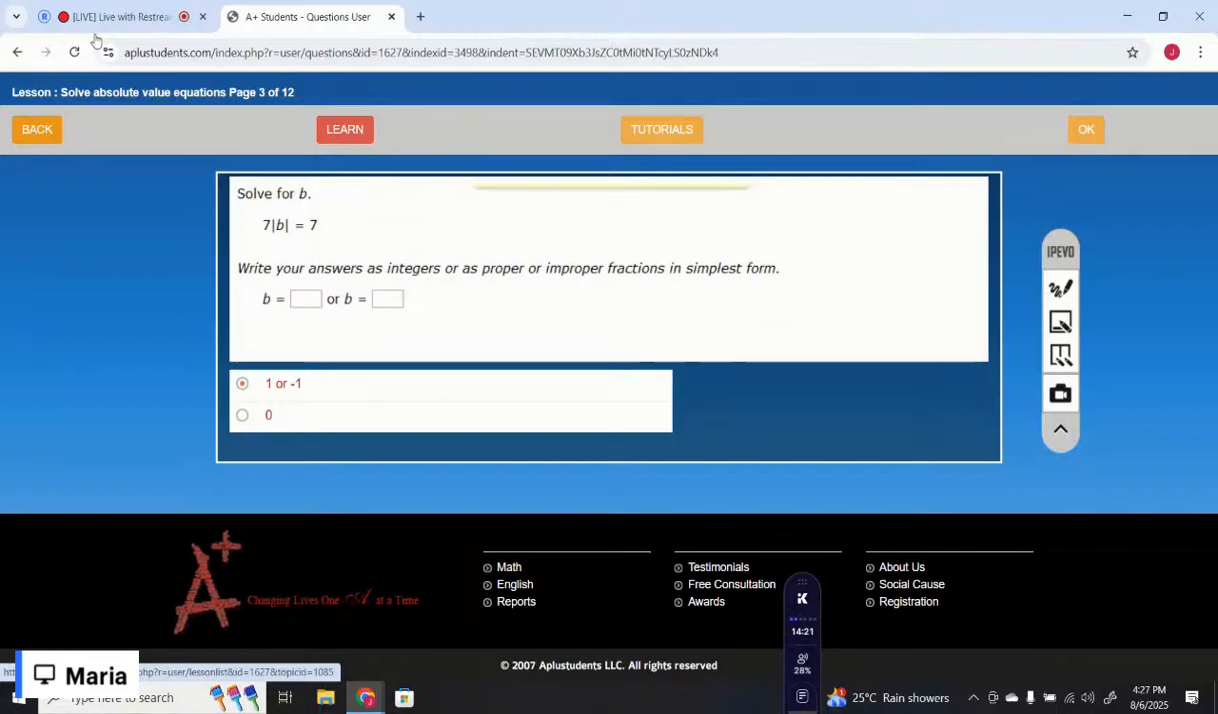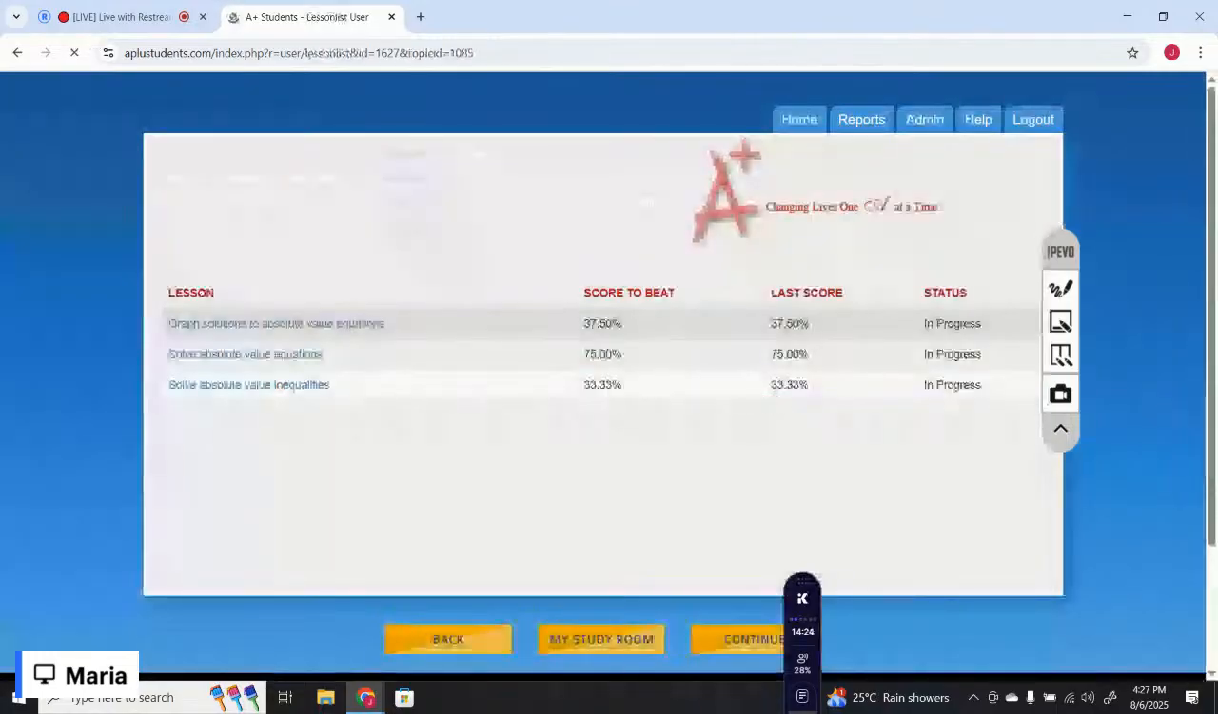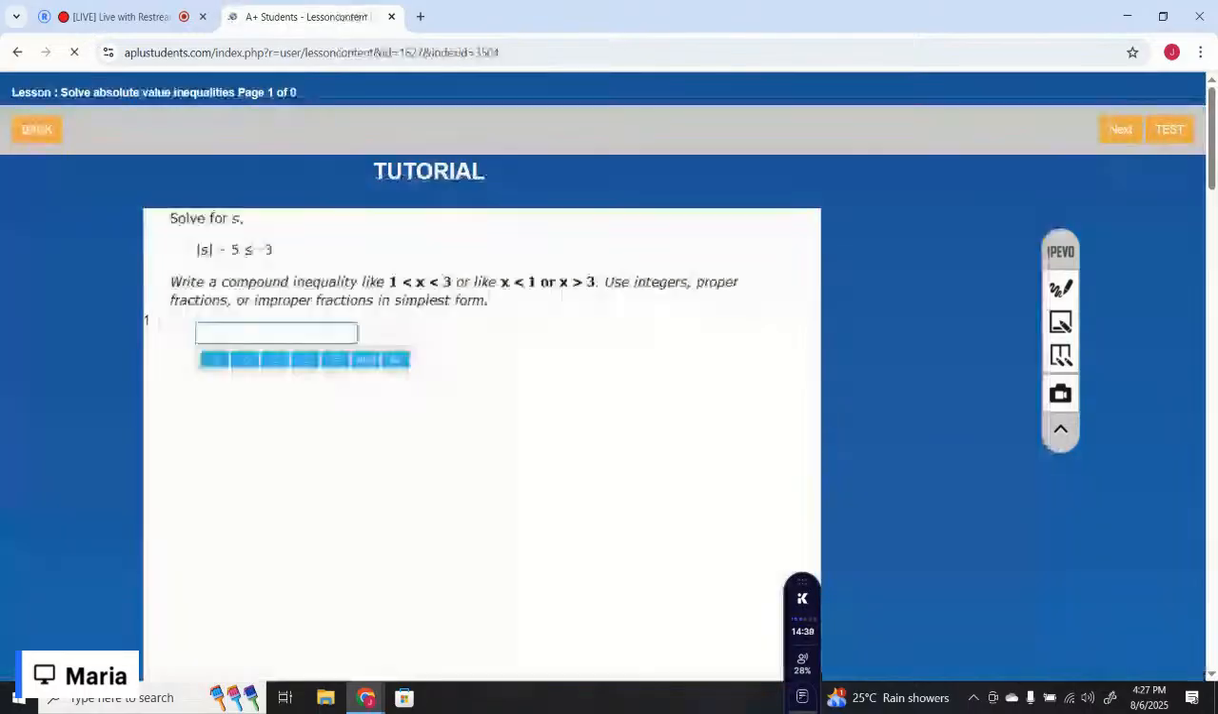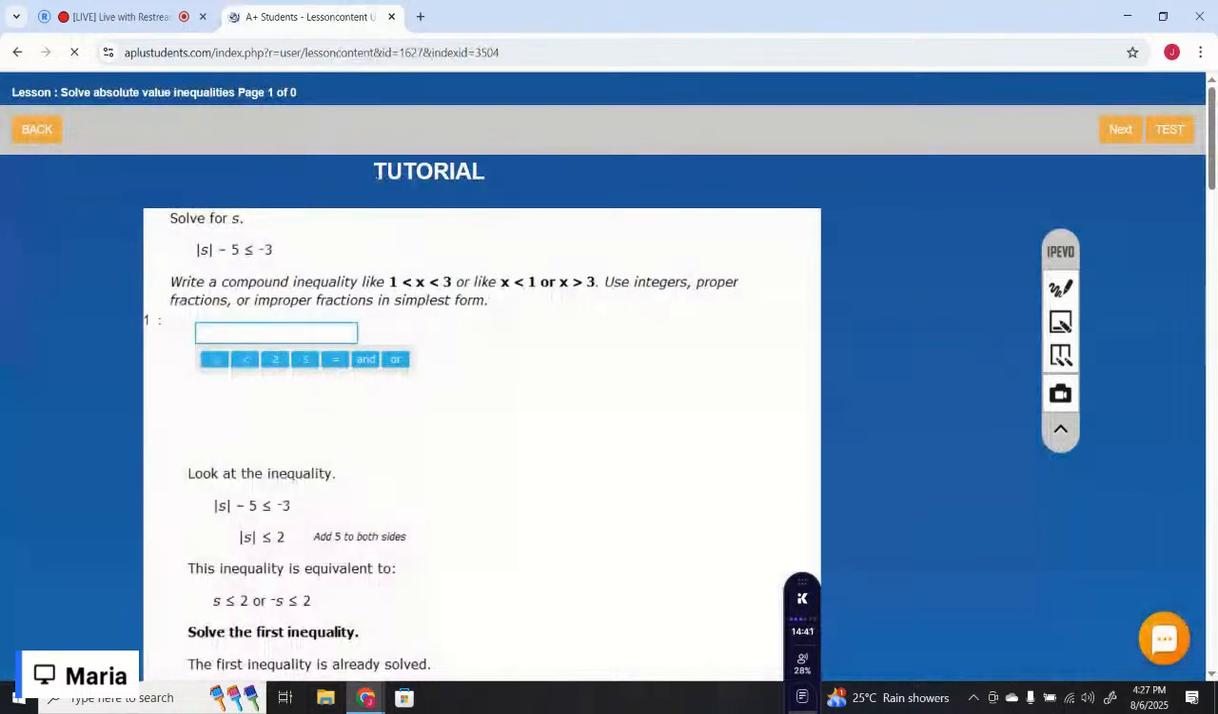Okay, you can complete the lesson by yourself later today. Just move on to next. The next lesson is solve absolute value inequalities. So let's just start with the lesson.